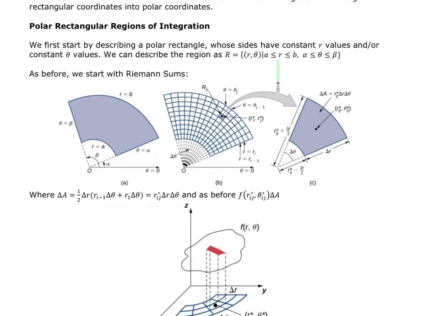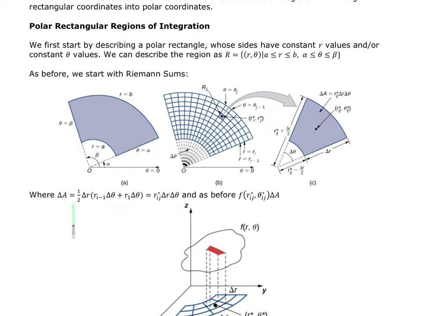r value. This is our radius from A to B. And the angle of rotation is going to go from alpha to beta. So we start with Riemann sums, and here's the area that we are looking at. And then, of course, here is my rectangular region. Notice it has some delta r, and we have some rotation delta theta.